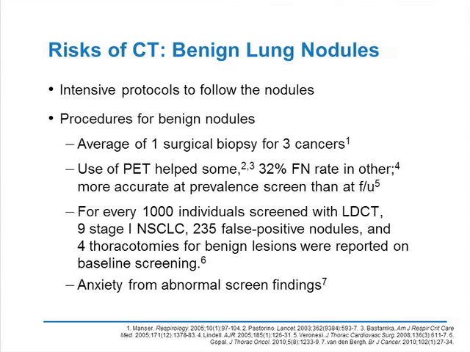As the CT scanners became more detailed with the images they could provide, we were able to see very small lung nodules that we never could have seen before, even on CT scans. This finding of all kinds of small lung nodules led to further scanning, protocols to follow these nodules to make sure they're not growing, and a nice summary statement of procedures for these benign lung nodules is that for every 1,000 individuals screened with a low-dose CT, we might find 9 stage 1 non-small cell lung cancers, but we'd also have 235 false positive nodules and 4 thoracotomies for benign lesions, all from baseline screening.